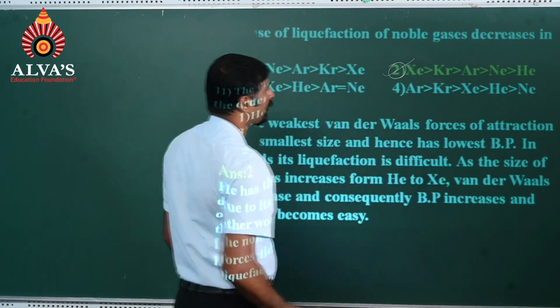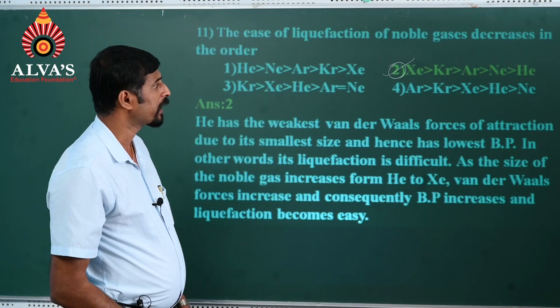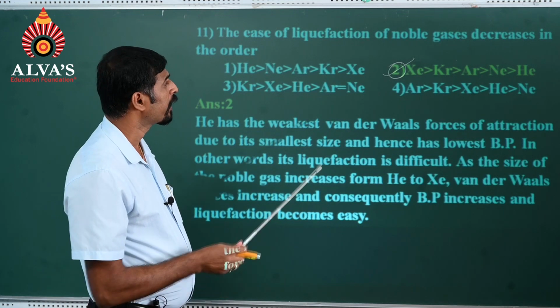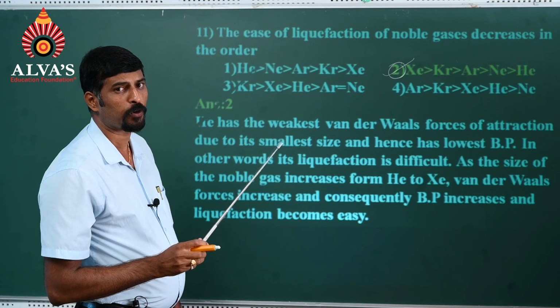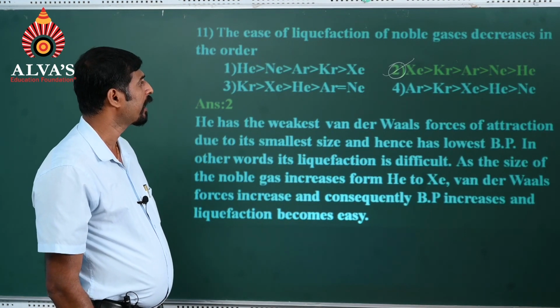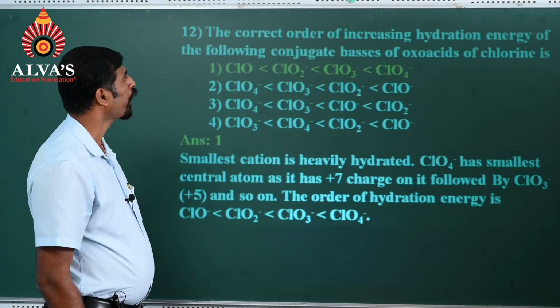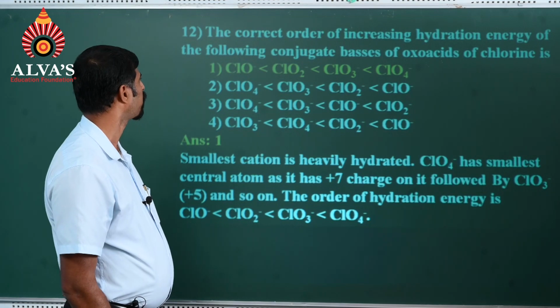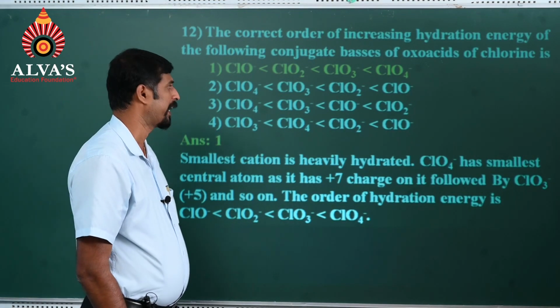That is, for xenon, the liquefaction is very easy because the intermolecular force is stronger. Helium is very difficult to liquefy because the van der Waals force is very weak. Therefore, option second is the right answer. Next, move on to question number 12. The correct order of increasing hydration energy of the following conjugate bases of oxo acids of chlorine is.